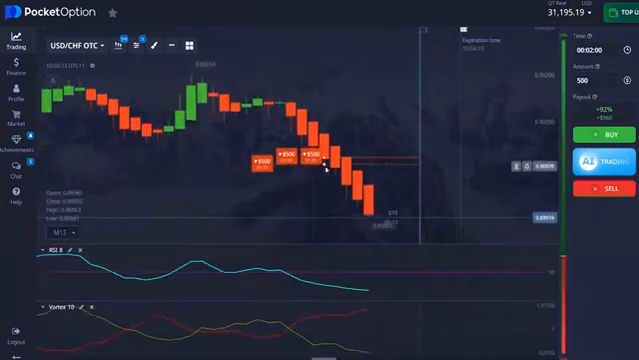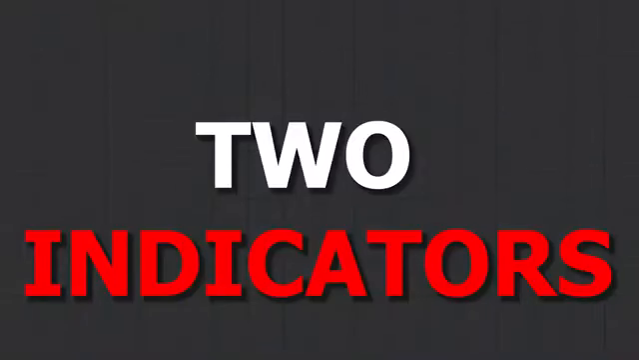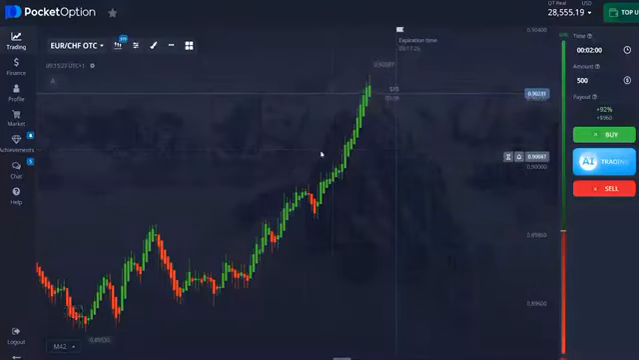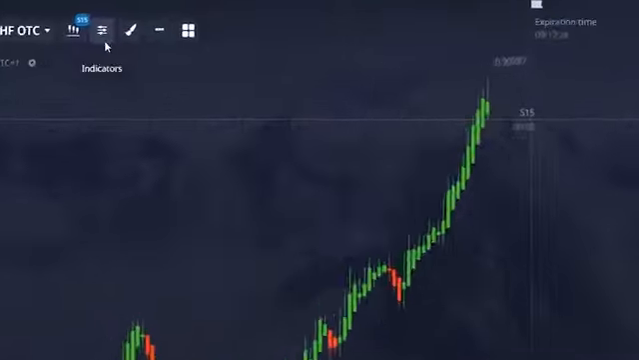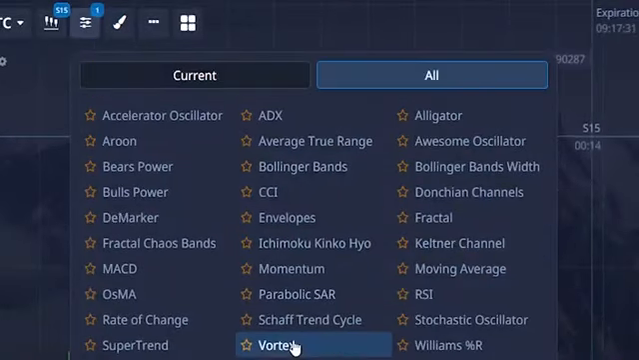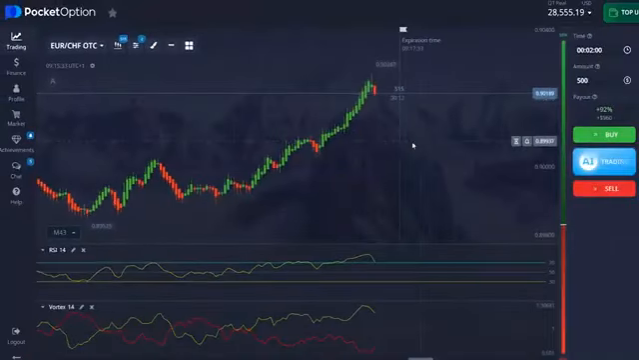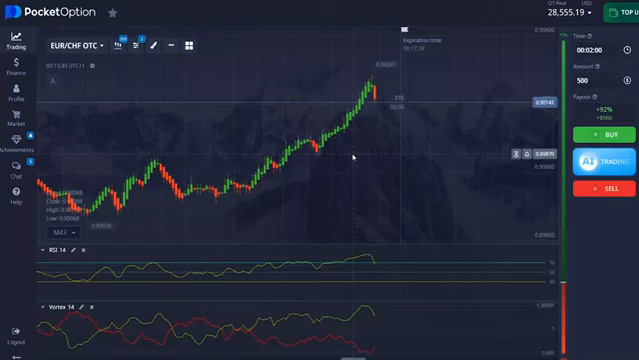This particular strategy comes with just two indicators. What we need to do right here is to set up our indicators. We're going to come over to our indicators section. So we're going to make use of RSI and Vortex indicators. Those are the two indicators we're going to be using with this particular strategy.